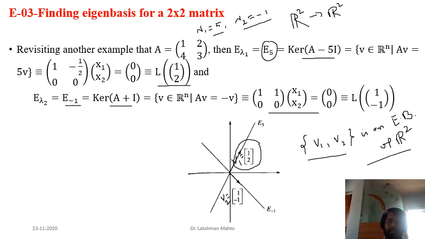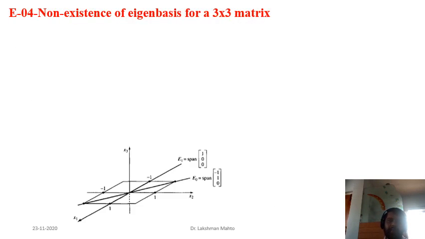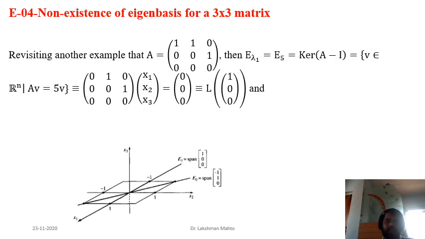Okay, so you have already seen two examples. Here I am taking one more example, where I will talk about non-existence of eigenbasis. I have already mentioned that it is not always possible that every square matrix has an eigenbasis. So one situation comes like this. Take a 3 by 3 matrix where the first row is 1 1 0, the second row is 0 0 1, the third row is 0 0 0.